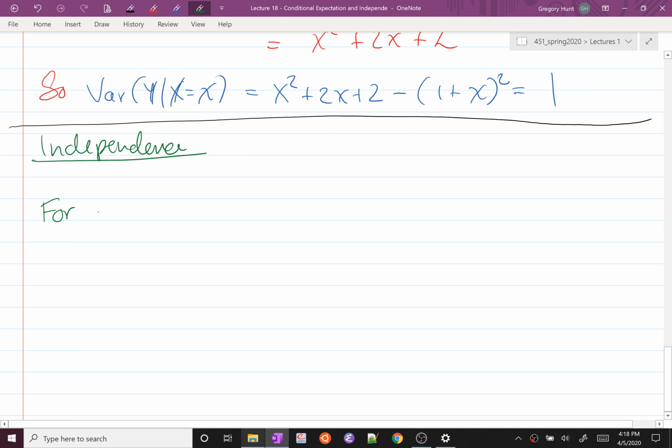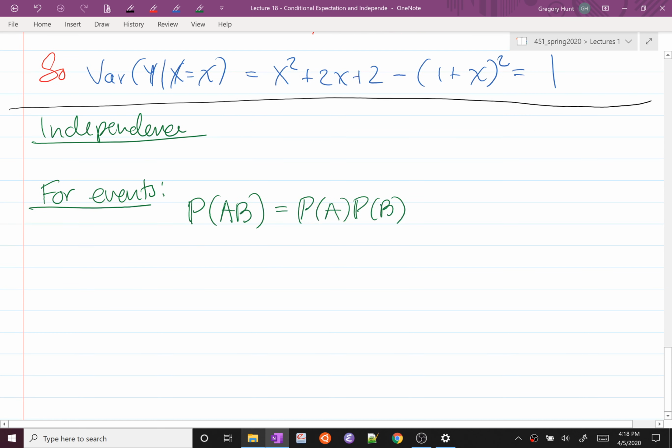For events, our definition was that the probability of A and B was the probability of A times the probability of B. That was our definition of independence.